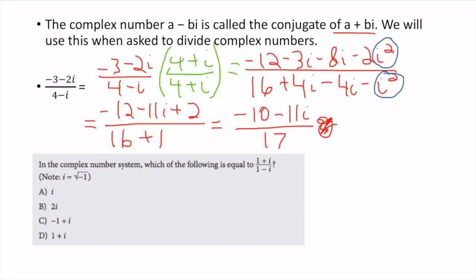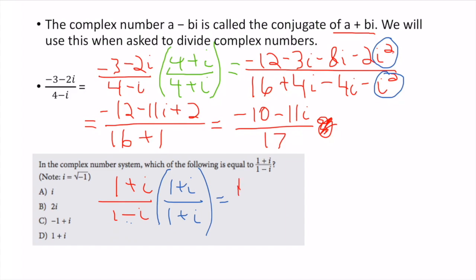Okay, this example here: in the complex number system, which of the following is equal to 1 plus i over 1 minus i? Okay, so we'll go ahead and do that. Again, we're dividing here. So again, I want to multiply top and bottom by the conjugate of the bottom. The conjugate of the bottom is 1 plus i. And now again, FOIL the top, FOIL the bottom separately.